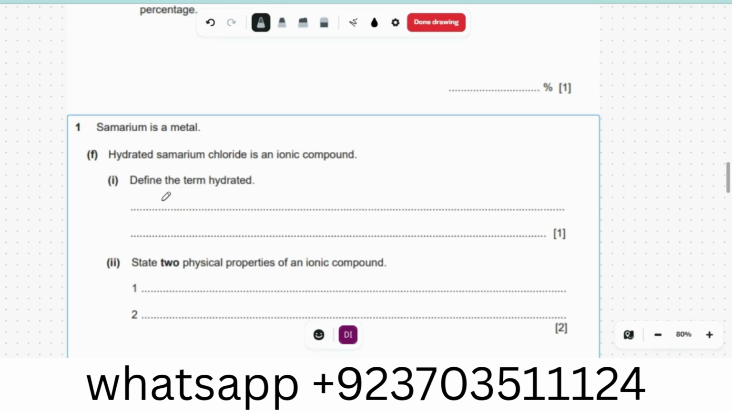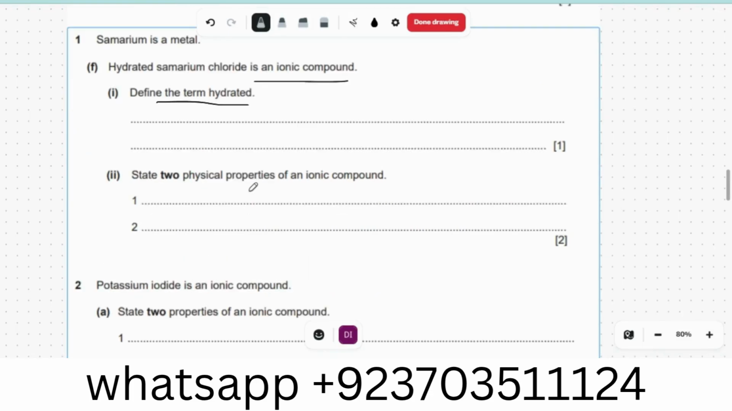So samarium is a metal. So hydrated samarium chloride is an ionic compound. Define the term hydrated. Hydrated is some substance that is combined with water. We are not dehydrated, which means we lose a lot of water. So the opposite of that is hydrated.